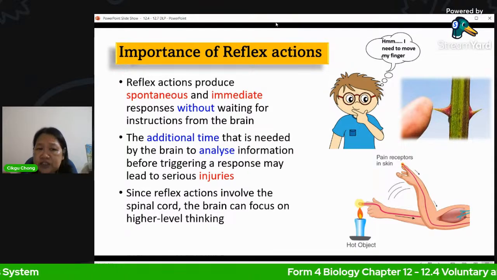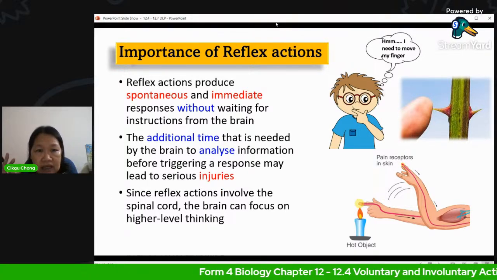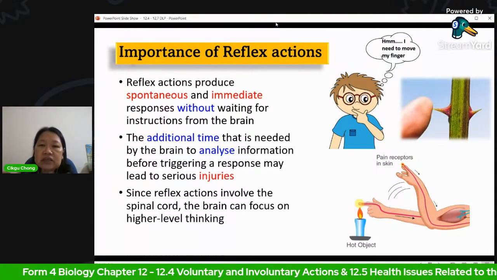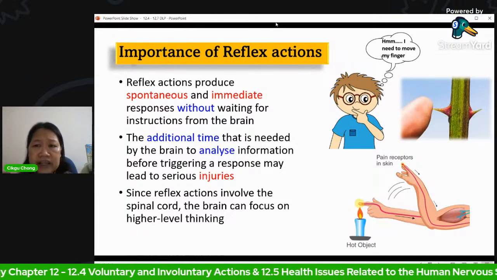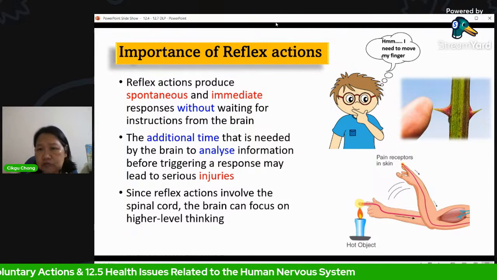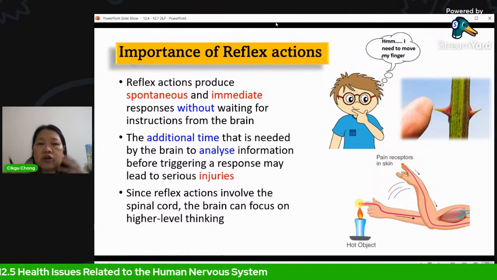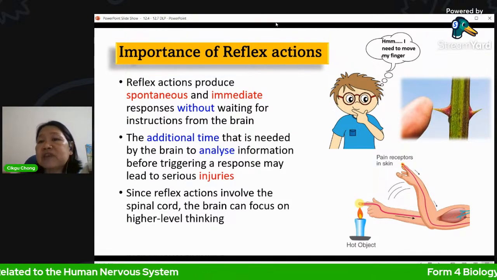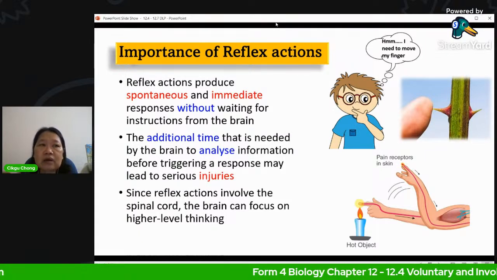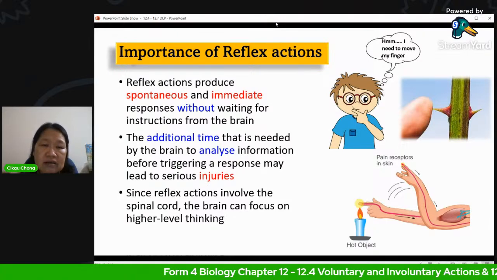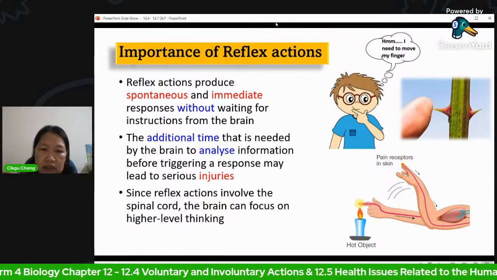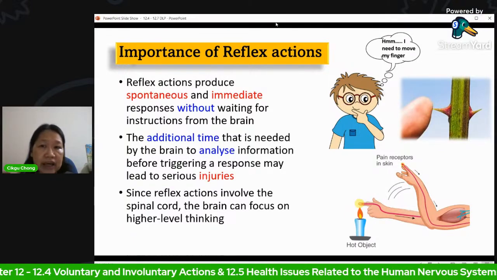Since reflex action involves the spinal cord only without you thinking, your brain can focus on higher level thinking. You don't have to think about all these things that do not require thinking. So let the spinal cord carry out the response of protecting yourself. Let your brain process more difficult things like calculation, things that require thinking. Let your brain handle that. All these things do not need all this thinking. Let your spinal cord handle that.